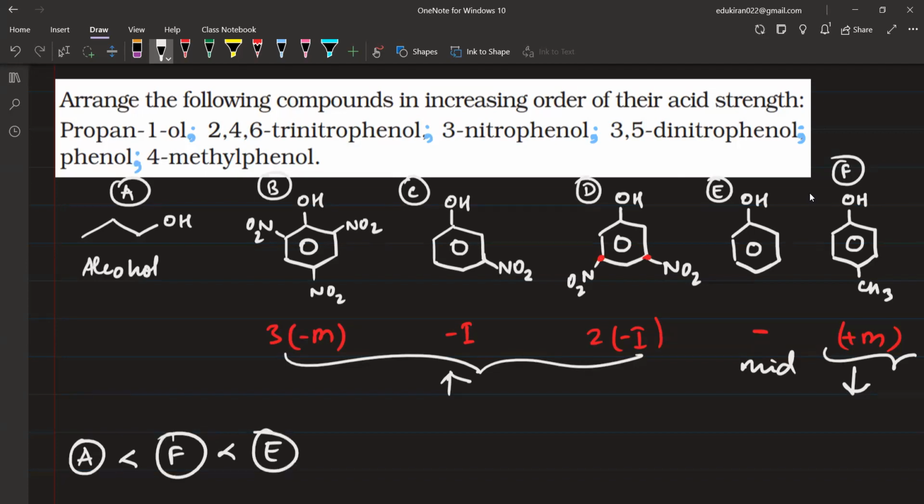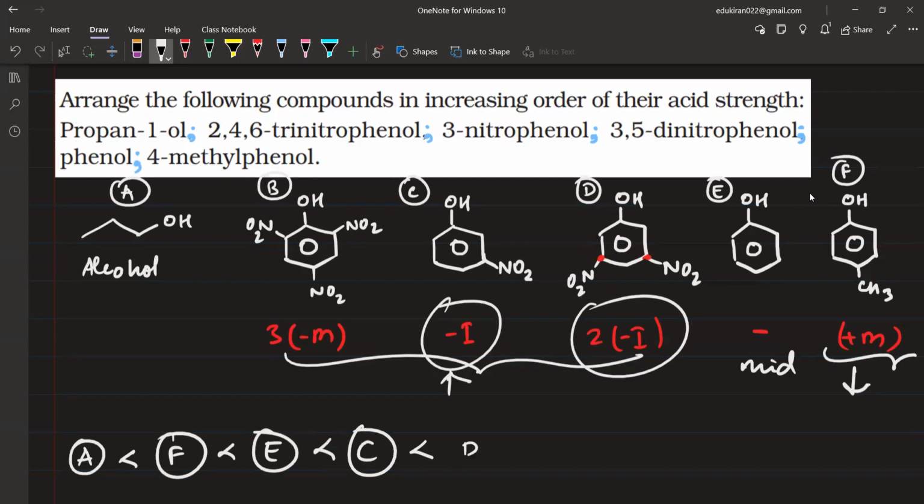Then we will have the E structure that is not having either plus M or minus M. It is pure phenol. Now, when I look at the minus groups, here I am having 3 minus M, so this will be most acidic. This is having only 1 minus I, and this is having 2 minus I. So after E, I will have C because it is having only 1 minus I group. After C, I will have D because it is having 2 minus I groups. But B will be the most acidic because it is having 3 minus M groups.